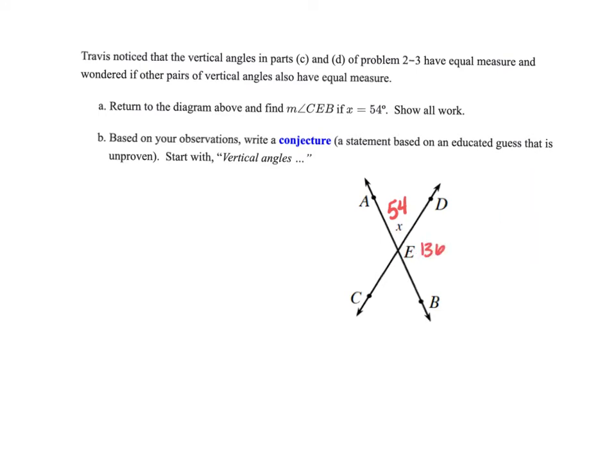Then I'm going to figure out what the measure of angle CEB is. Again, I have a straight angle because of my intersecting lines, so I know that the measure of angle DEB, or 126, plus the angle I'm trying to find has to equal 180. So when I do 180 minus 126, I get 54. This verifies my conjecture, based on your observations, that vertical angles are congruent.